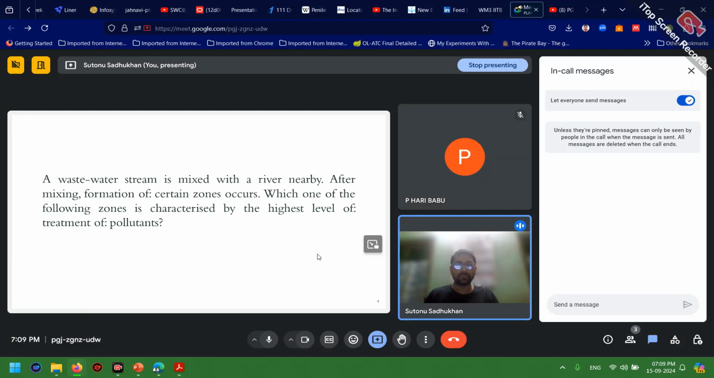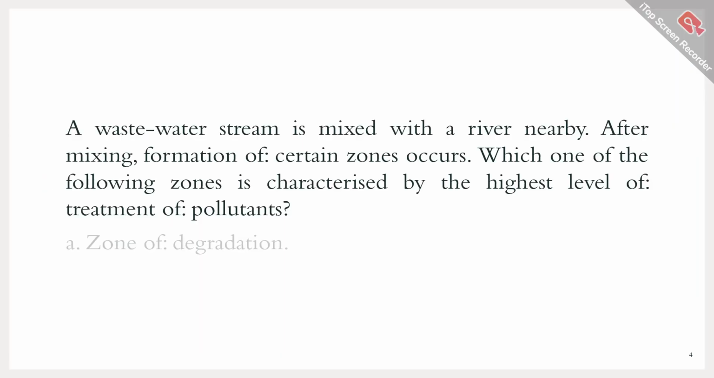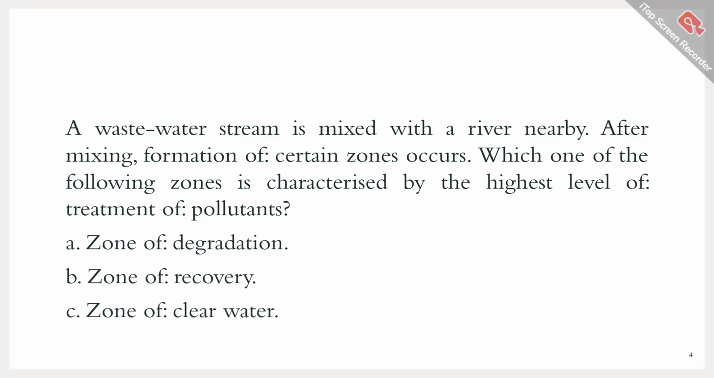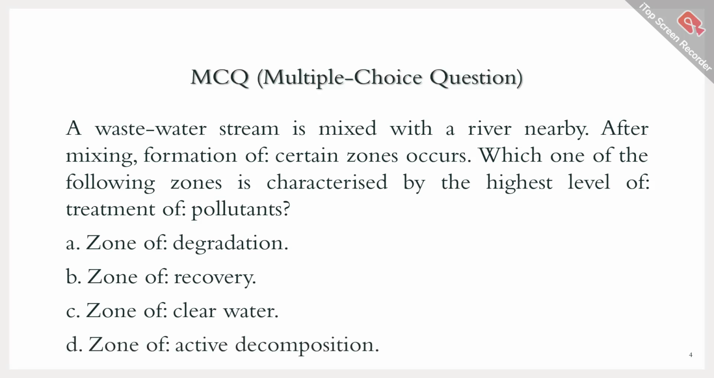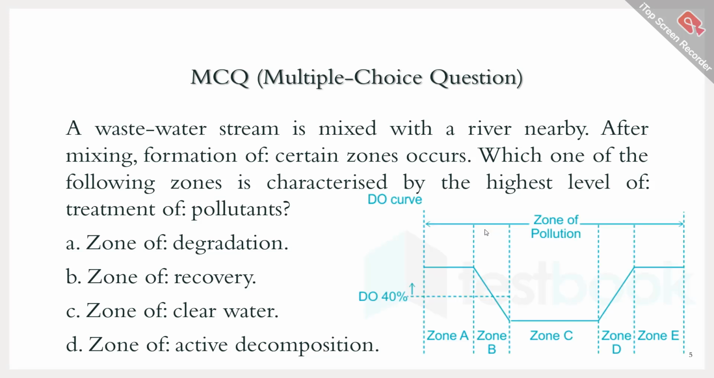Just to have a recap. The options are: option A is zone of degradation, option B zone of recovery, option C zone of clear water, and option D is zone of active decomposition. So it was an MCQ, a multiple choice question, and the hint was something like this.